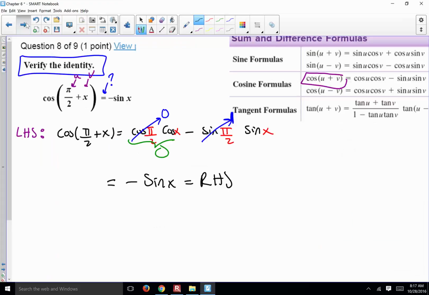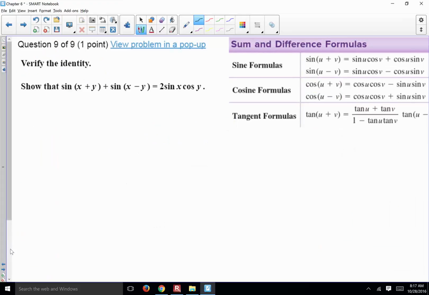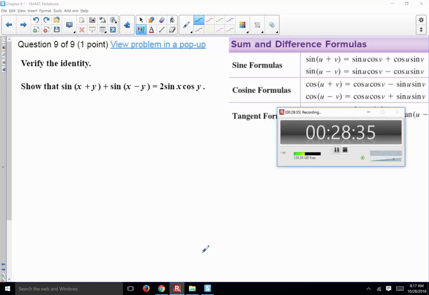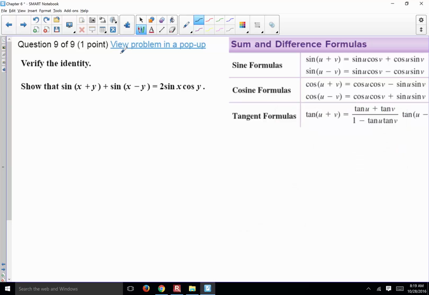Alright, let's take a look at the final question. Again, verify the identity. You need to pick a side. Which side would you guys go with? Which side has potential? Alright, I'll give you a couple minutes to do this on your own. Okay. Alright, ready? So which side did you pick?